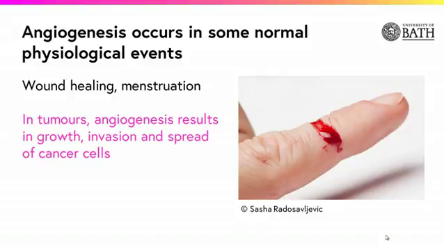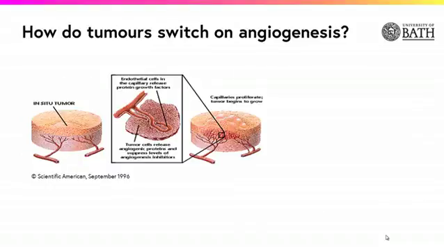And angiogenesis is not unusual at all. It occurs normally in most physiological events. For example, if you cut yourself, the wound has to heal, and along with that, the blood vessels have to also form. In females, angiogenesis occurs every month in the process of menstruation when the blood vessels have to reform inside the uterus. In tumors, on the other hand, this abnormal angiogenesis results in tumor cells growing, invading, and spreading to different sites. So how does this work?